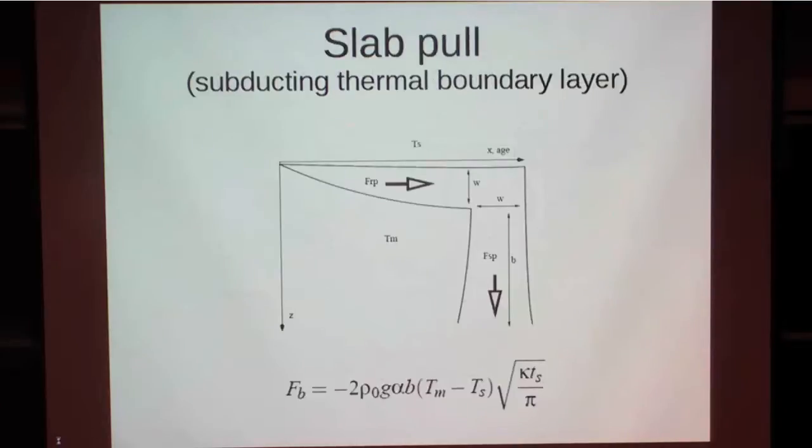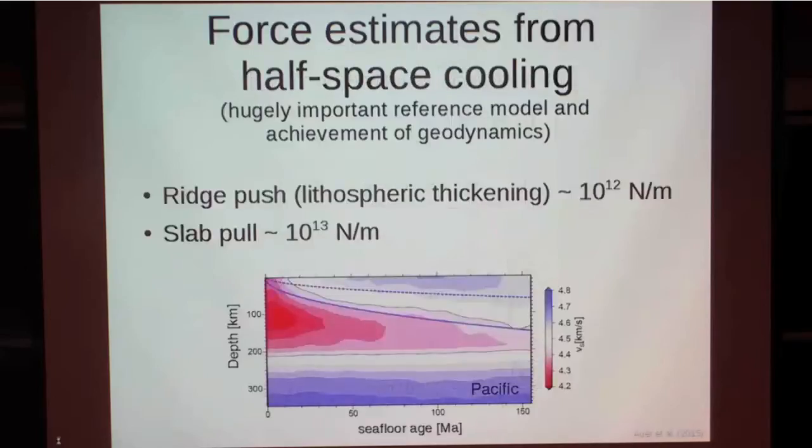or we can worry about what happens when that boundary layer goes down. As Magali explained, here's a thermal model of the lithosphere. If we just flip it around, we can integrate the buoyancy force of this subducting half-space layer, and we get an estimate of the slab pull. If we do that exercise, it turns out ridge push usually ends up to be about a factor of 10 smaller than slab pull. Of course, this is very approximate.